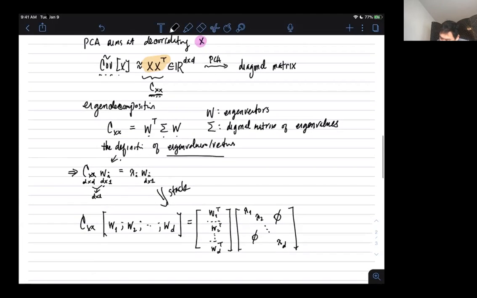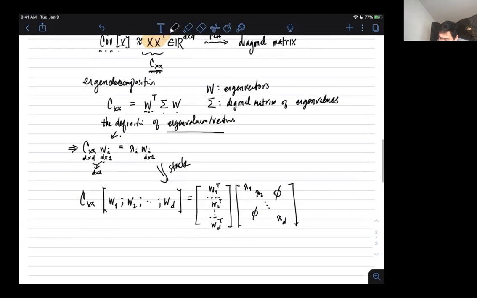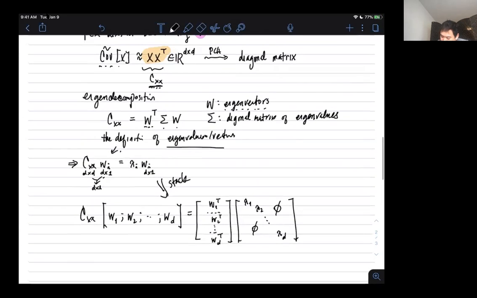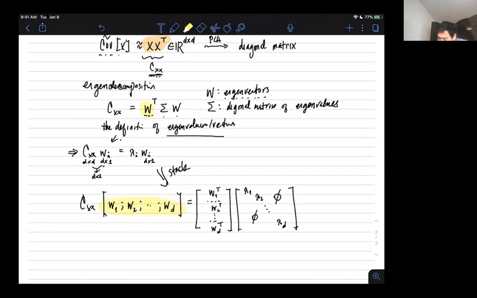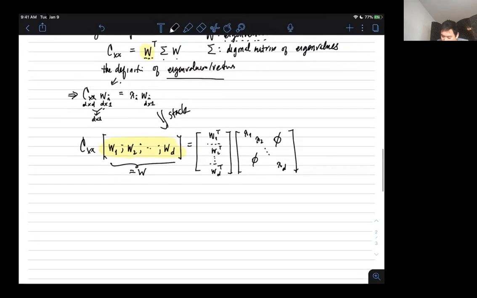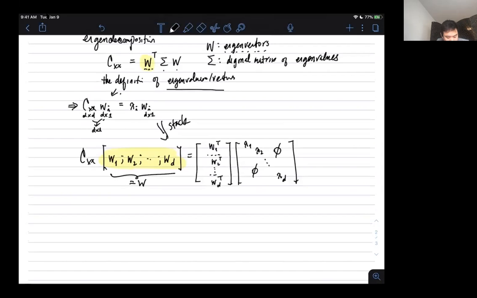What was our W? W was defined as a matrix of the eigenvectors. So what we are going to say, let me mark this here, is that W is going to be a matrix where we have eigenvectors stacked next to each other. So this matrix here is going to be large W. And that was our rank matrix. Now let's do some rewriting of things. So this is going to be W transpose.